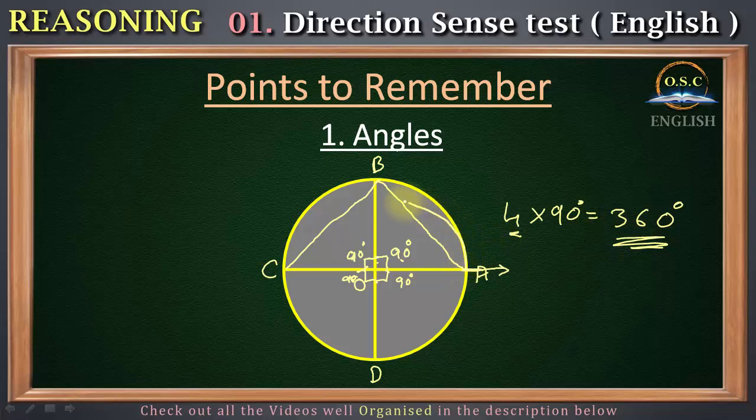If a person turns and stands facing the same way, he has turned 360 degrees. If he is looking at the east direction and now looks at the north direction, he has turned 90 degrees to the left side. So you will have to remember this about angles.